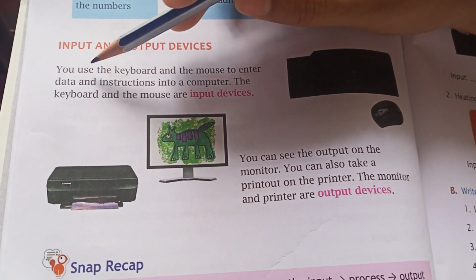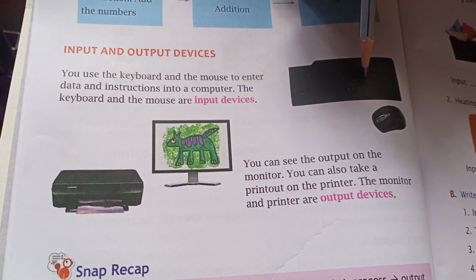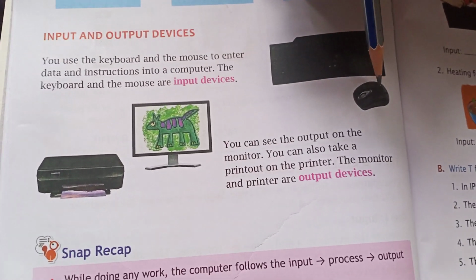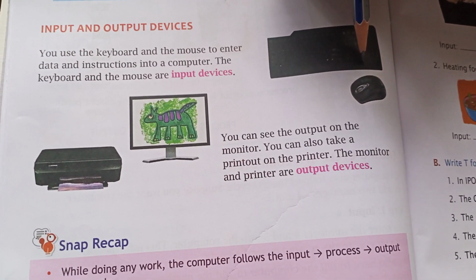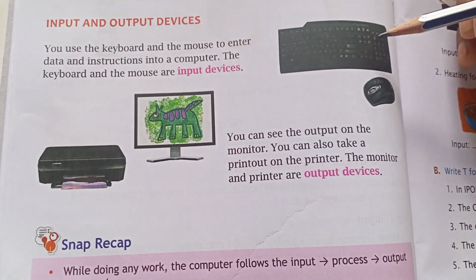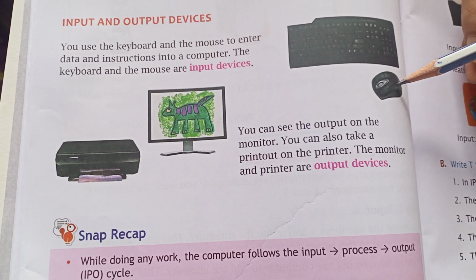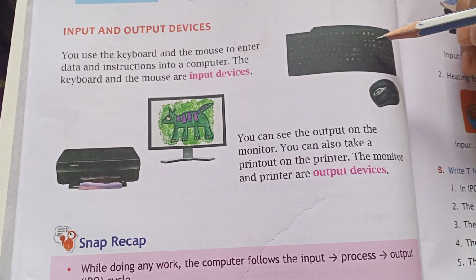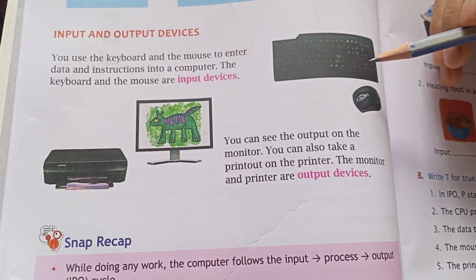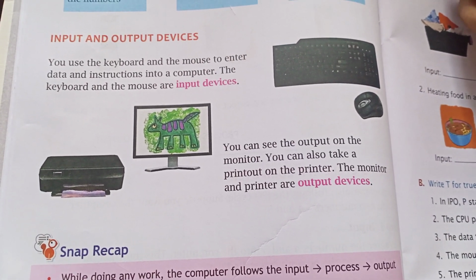Okay, you use the keyboard. This is the keyboard. You use the keyboard and the mouse to enter data and instructions in the computer. The keyboard and the mouse are called input devices. Keyboard and mouse, you will enter the data and instructions with them. So these are the input devices.